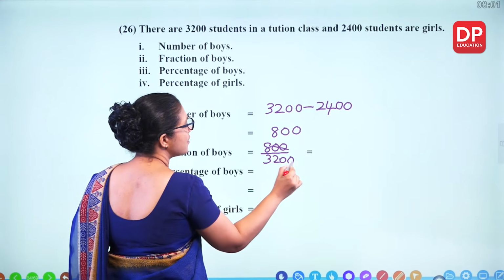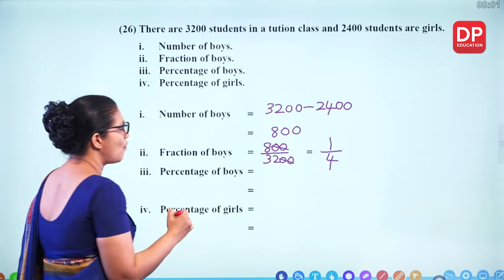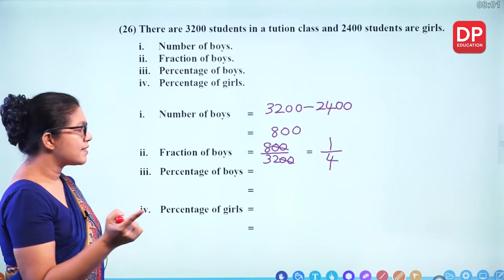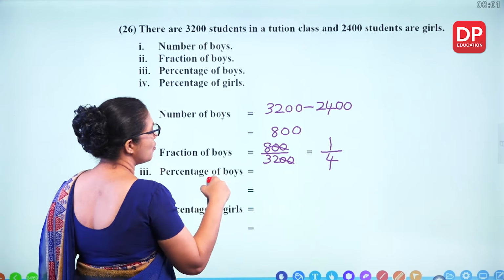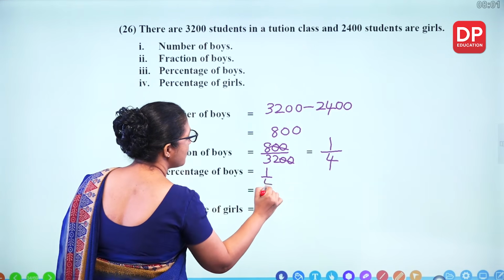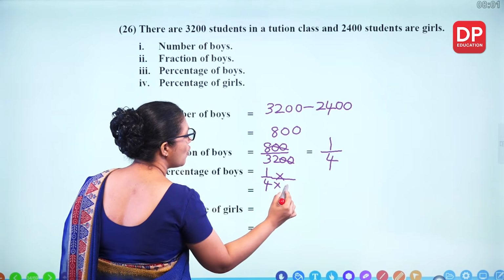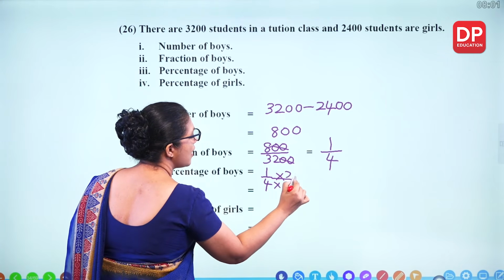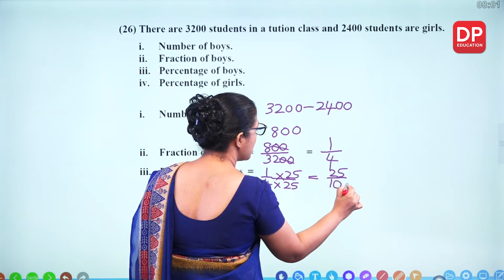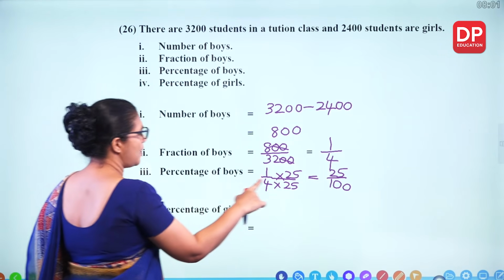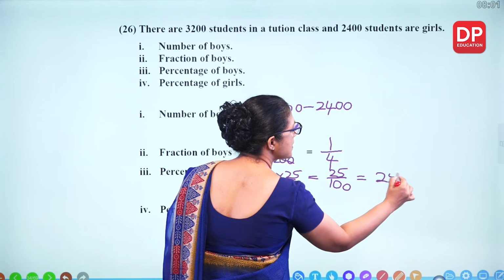Simplify, divide by 100. Divide by 8. 8 times 1, 8 times 4. So for the percentage of boys, 1/4 is the fraction. So you can multiply by 100. Or you can convert the denominator to 100. Multiply by 25. 25/100. And that means you can write this is 25%.